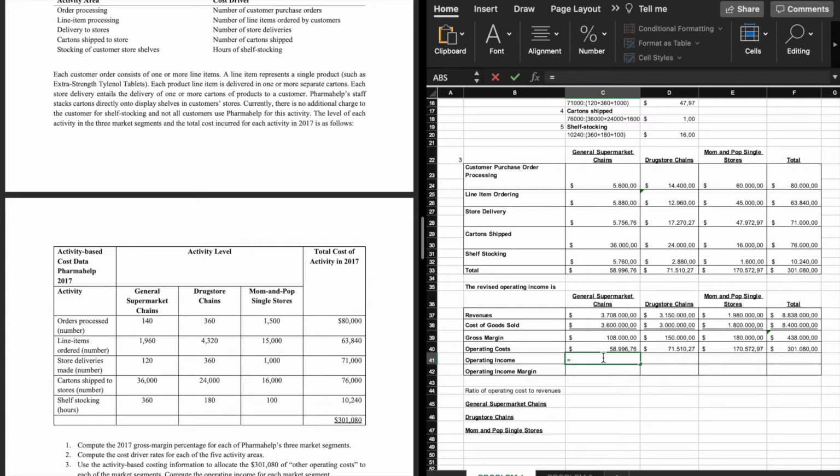Operating income is gross margin minus the operating cost. And then for the operating income margin, it is operating income divided by the revenue. Okay.